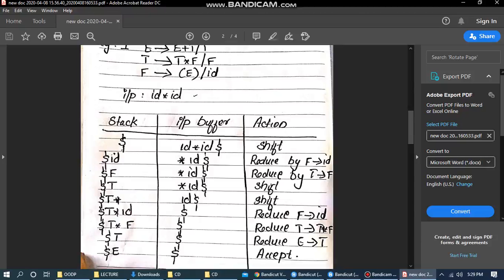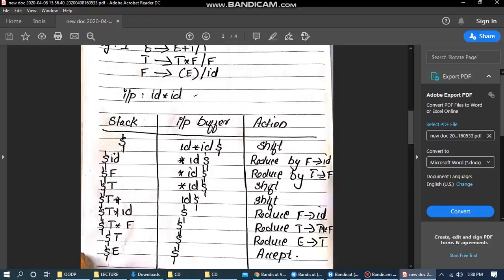Okay, this ID is replaced by F. Reduce, the action should be reduce F gives ID. And again we look for, so we replace ID by F in the very next step, and fill the input buffer with a dollar.